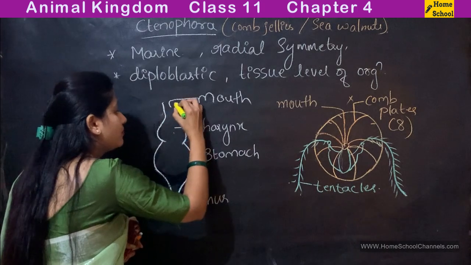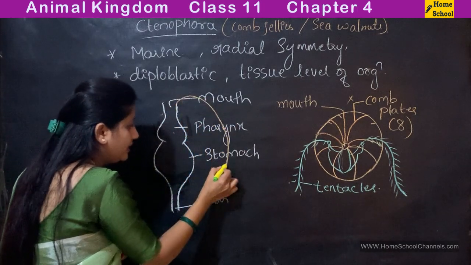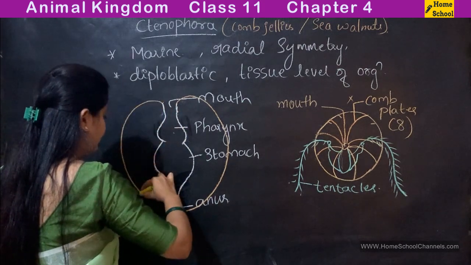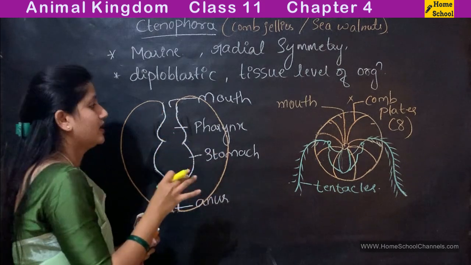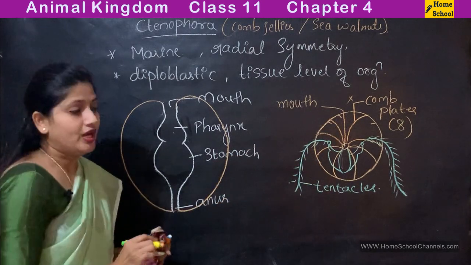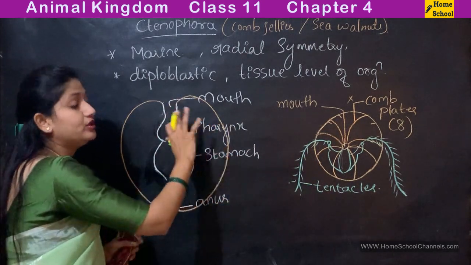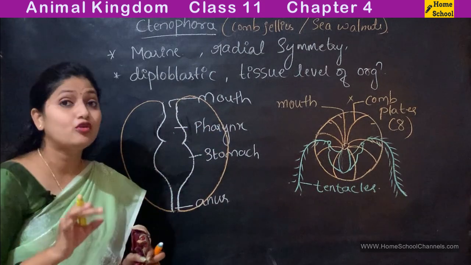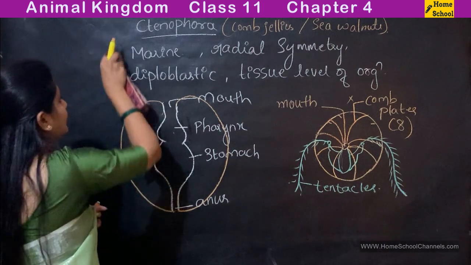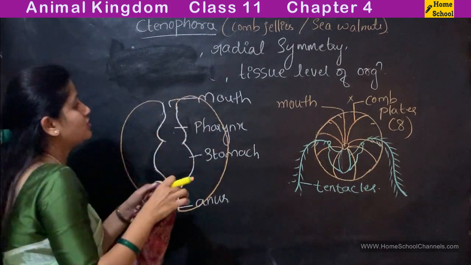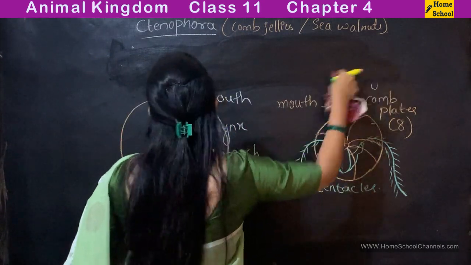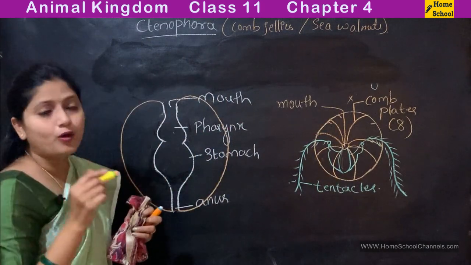So now, we will join this. All right, this is again a circular one. So this is the opening, and this is the circular structure. So if you look into the body structure, or the body walls of the members of Ctenophora, then there are two body walls, or there are two layers there. Right. So there are two body layers.